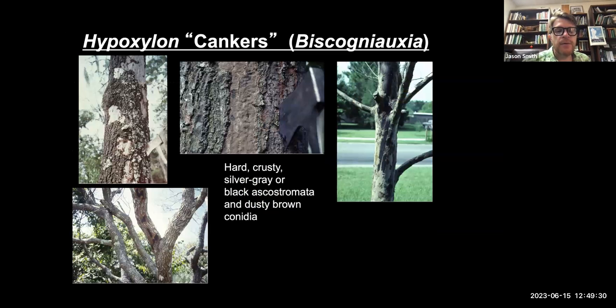And here's some more pictures of it. The fruiting bodies, you can see it's replacing the bark as the bark falls away.